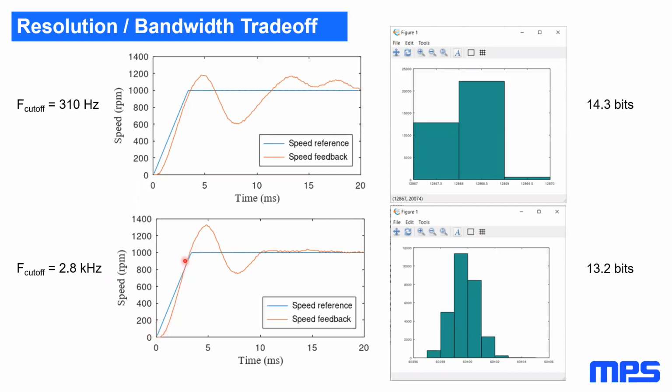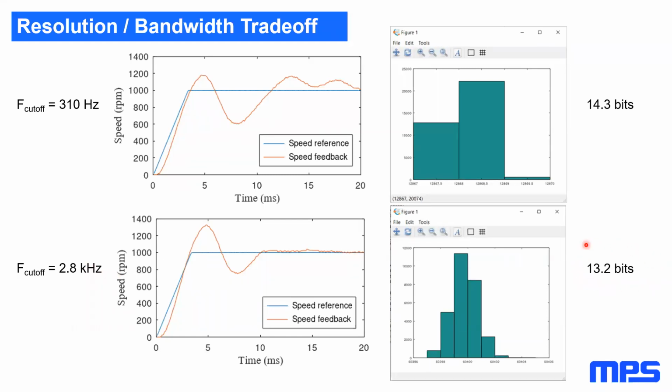So the speed catches itself up, which is why there's an overshoot, undershoot, and we're back to stable in about half the time. It took 20 milliseconds at 310 Hertz. It takes about 10 milliseconds at 2.8 kilohertz. But this is not free, like I said.